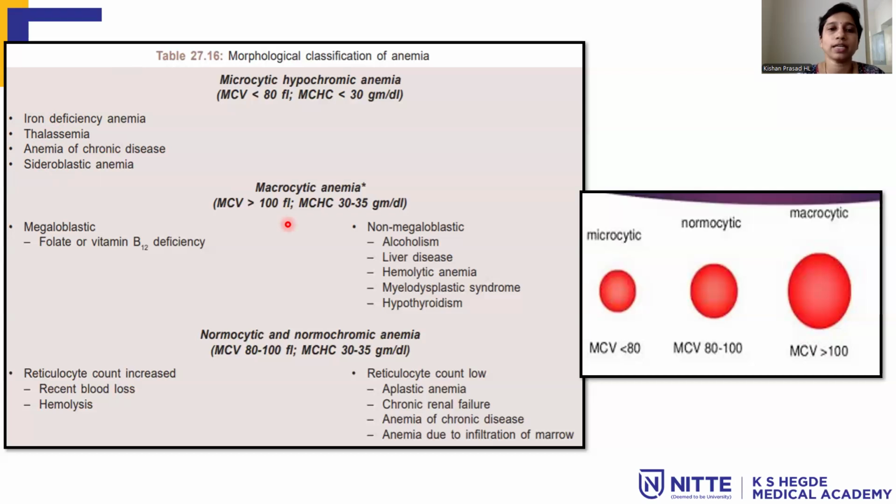So the causes for macrocytic anemia: based on the bone marrow findings or serum investigation, we have megaloblastic or non-megaloblastic anemia.